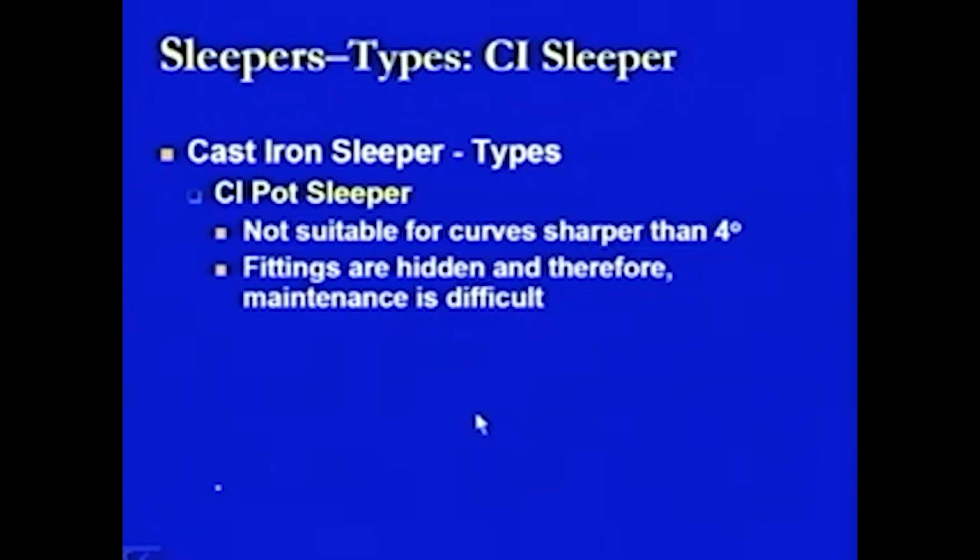Then another thing is that the fittings are hidden and therefore, the maintenance becomes difficult. So, if we have to change any of the fittings, then first of all the pot sleeper has to be removed and then only those fittings can be changed. So, that is one of the biggest disadvantages in using the CI pot sleepers.